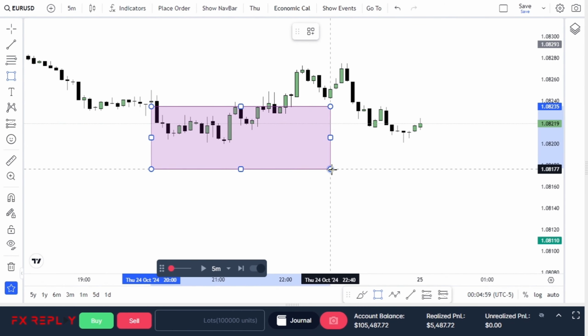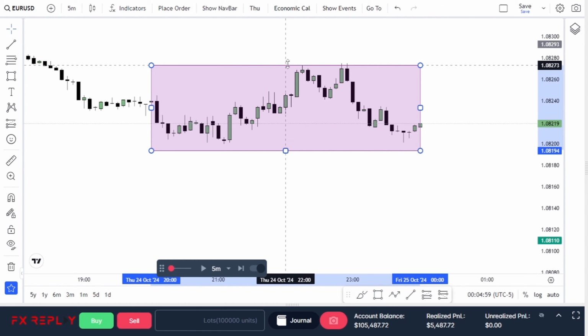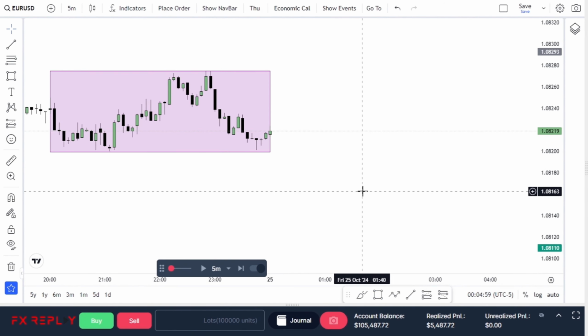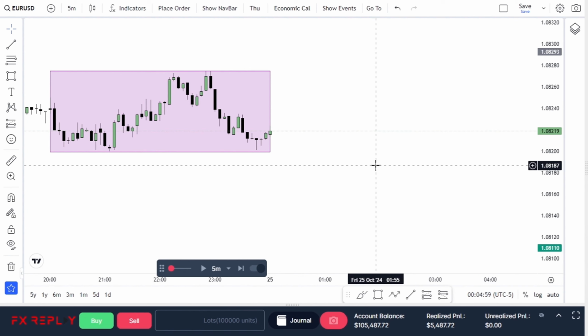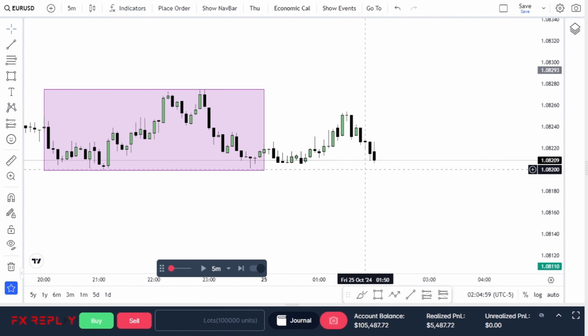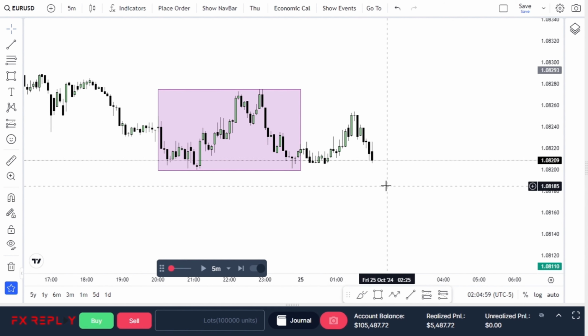Asian range starts from here and ends here. It is the high of the range and it is the low of this range. We will wait for the London Open, which is 2 AM Eastern. London session will open here and we will wait for the manipulation.